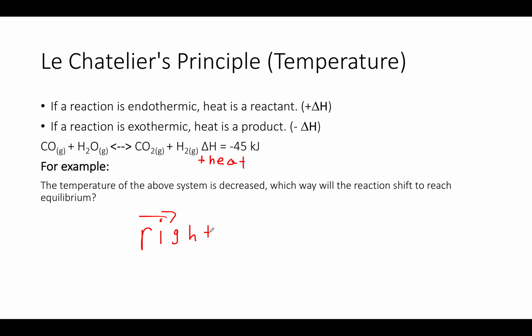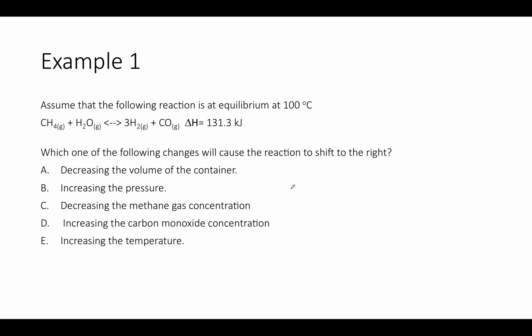If I was decreasing the concentration of hydrogen gas, I would shift to the right. You're decreasing the heat, so you're shifting to the right to increase the heat again. So that's just one way to think about it. It's helpful to write heat as either a reactant or a product. Okay, so I believe I have two examples here. This really combines everything I've talked about so far.